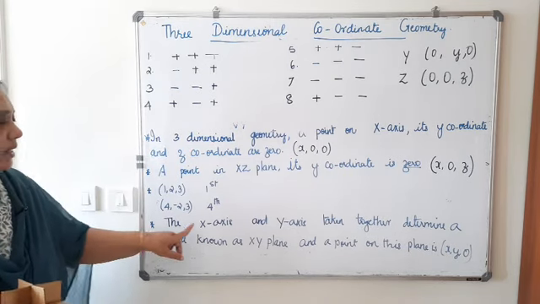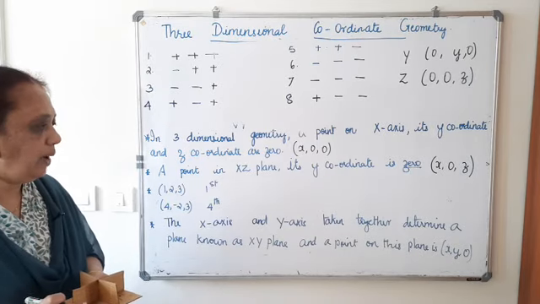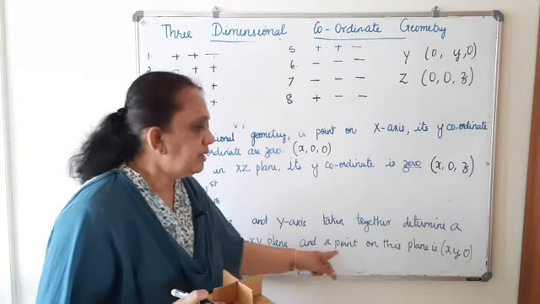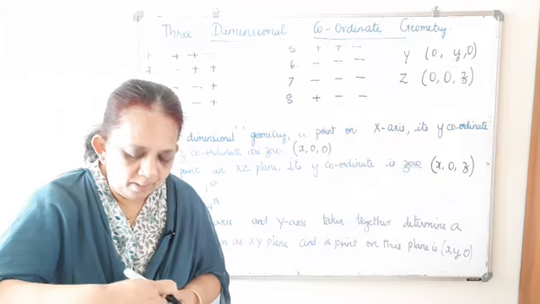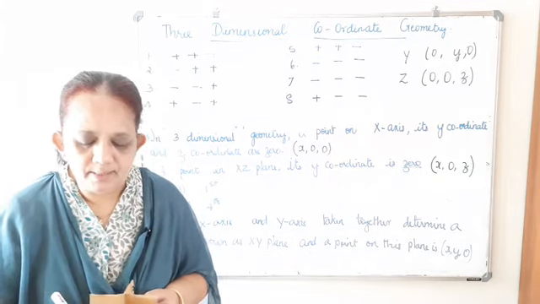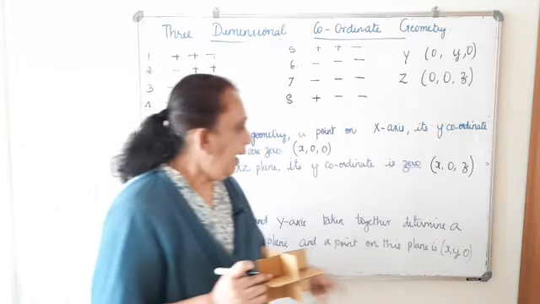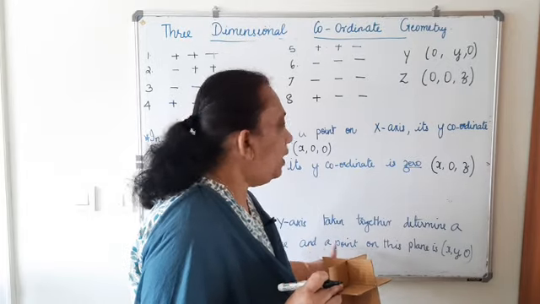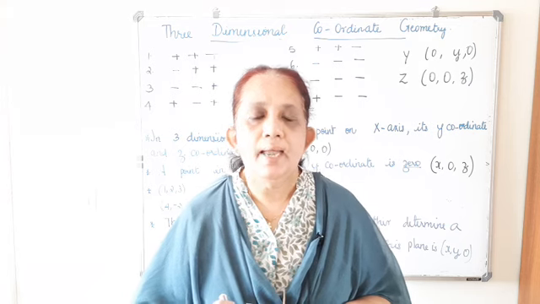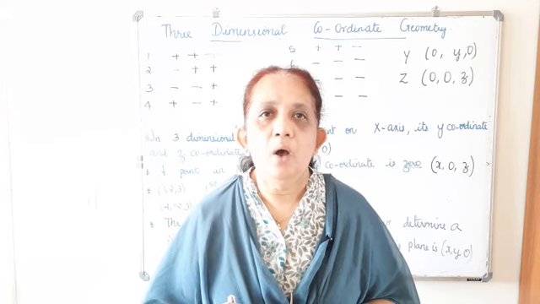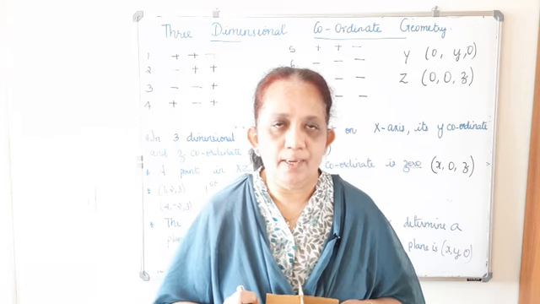The x-axis and the y-axis taken together determine a plane known as the xy plane, and a point on this plane is of the form x, y, 0. In the xy plane, a point's z-coordinate is equal to 0. So it is in the form of x, y, 0. I hope you understood this concept.